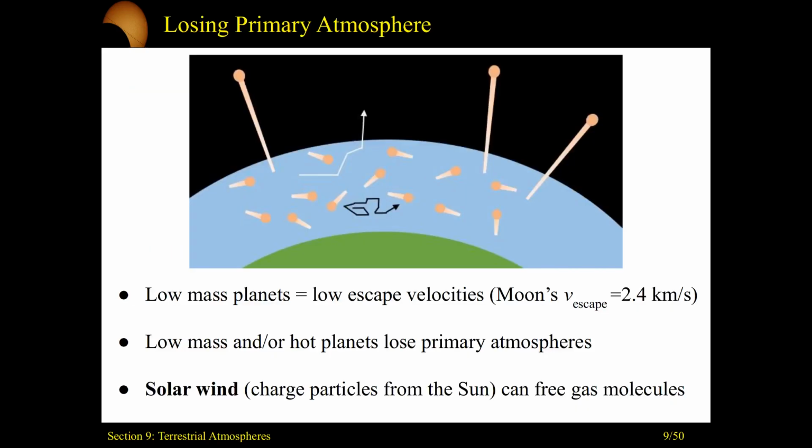So, re-emphasizing here, the low-mass planets will have low escape velocities. The Moon's only around 2.4 kilometers a second. So the low mass and/or the combination of the hot planets, they all lose that primary atmosphere, that hydrogen-helium atmosphere from the initial creation of the planet when it initially formed. And the solar wind can free up gas molecules out there. The solar wind comes in and gives these things just enough energy, enough of a kick, that they can escape.